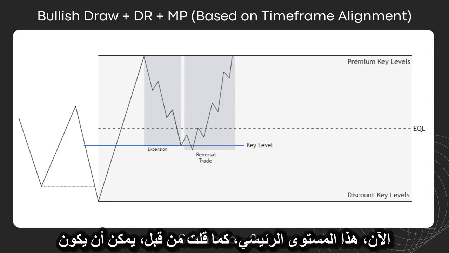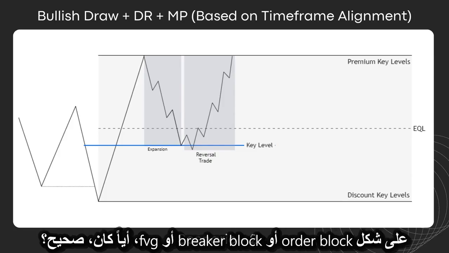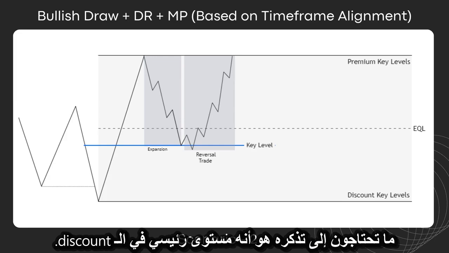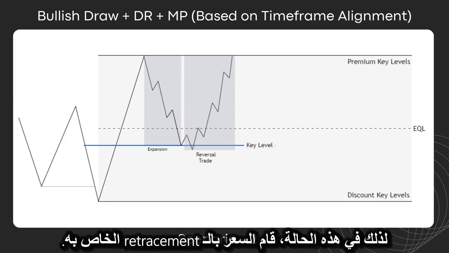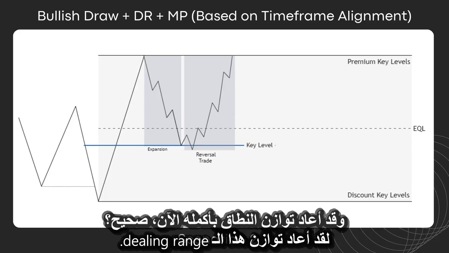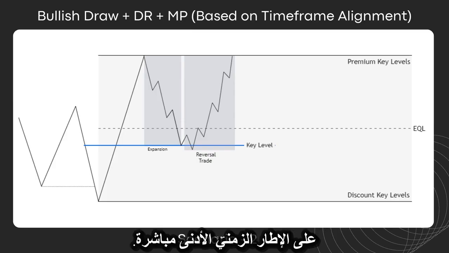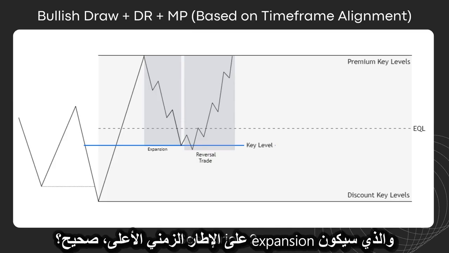Now this key level, as I said before, could either be in the form of an order block, a breaker block, an FVG, whatever. That doesn't make that big of a difference. What you need to remember is that it's a discount key level. In this case, price has done its retracement and has now rebalanced the whole dealing range, and now it can have a reversal profile in the lower time frame straight away, which will be a higher time frame expansion.